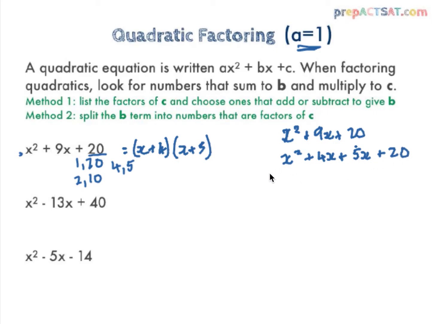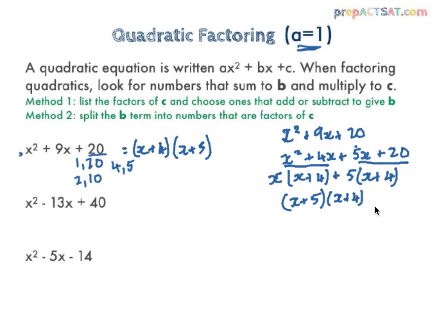Now, what I do is I take common factors from pairs of terms. So from my first pair, I can divide both terms by x, and I get left with x plus 4. From these two terms, I can divide both terms by 5, and I get left with x plus 4. Because these two are the same, that means both x and 5 have to be multiplied by x plus 4. So we can write that, which is obviously what we know the solution is here.